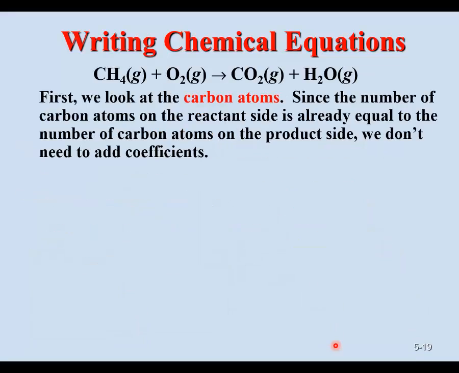Okay, so to balance this chemical reaction, let's say we balance for carbon first. Since I begin with 1 carbon atom and I end up with 1 carbon, we're already balanced as we are, so we don't need to change the coefficients at all.